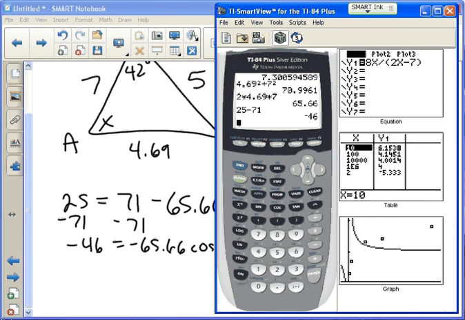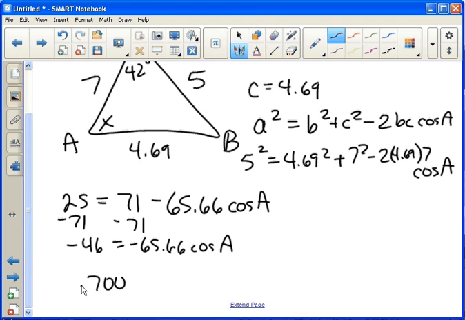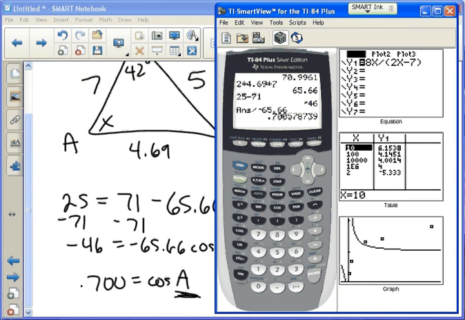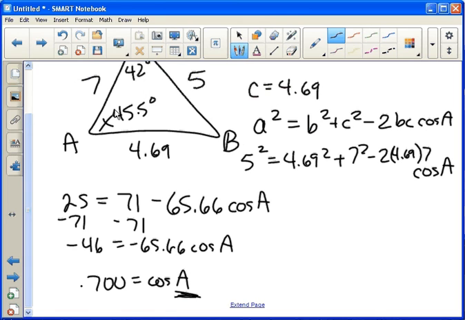So that's when we have to solve for the angle. So you have to use the inverse cosine of that number. Remember, you can just hit answer to put in that thing for you. So you get 45.5 degrees for angle A. And at that point, I would just do 180 minus those two to get that this is 92.5 degrees. So you can just do 180 minus 42 minus 45.5.